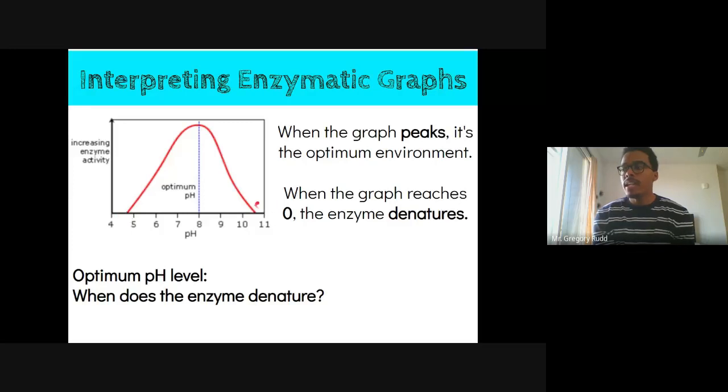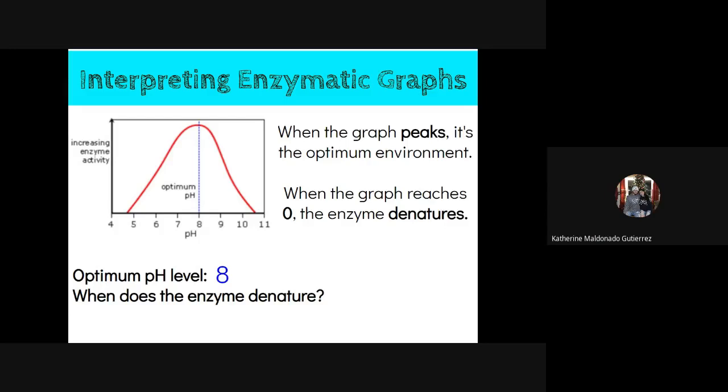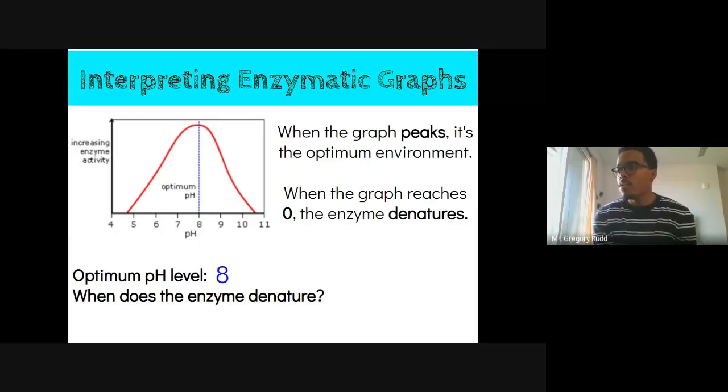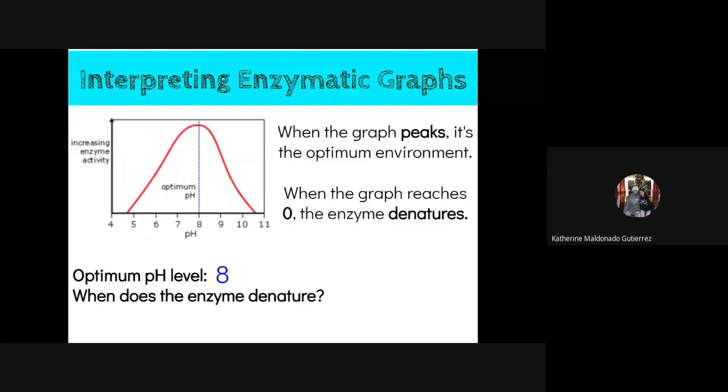So at what pH is the enzyme denatured? What pHs? 11. Okay, so close to 11. It looks like about 10 and a half. But is that the only place where it's denatured? I think I see another place as well. Where? Between 4 and 5.